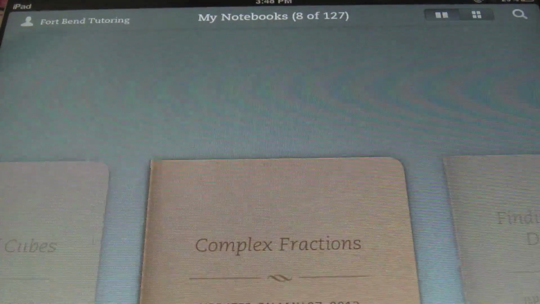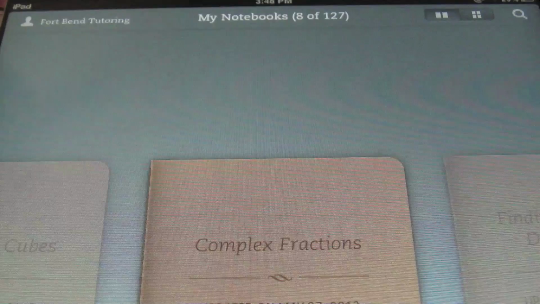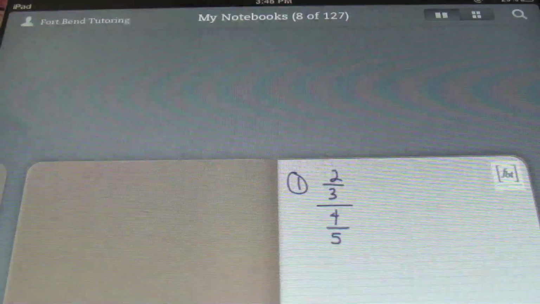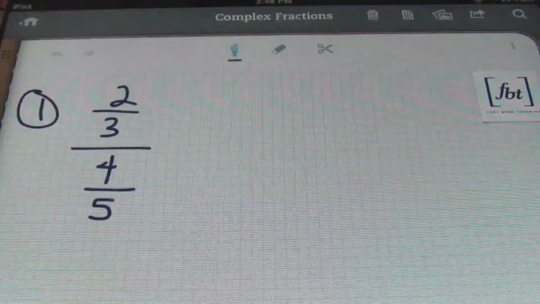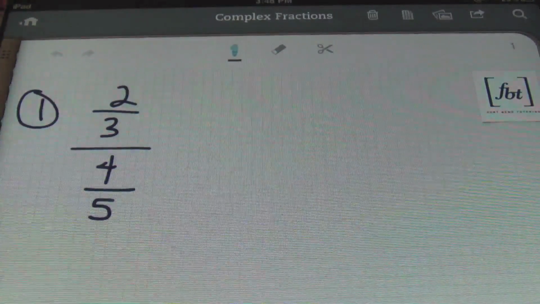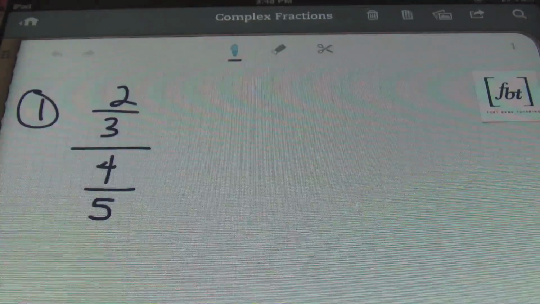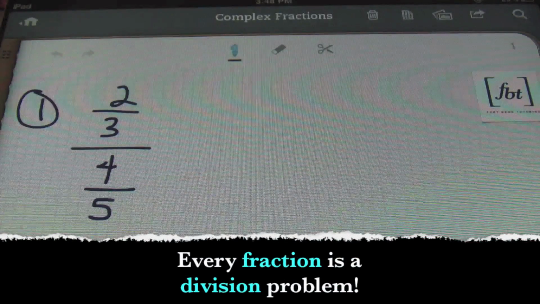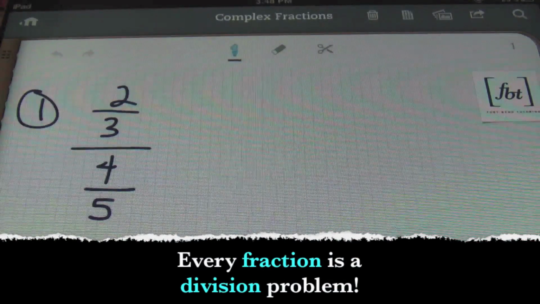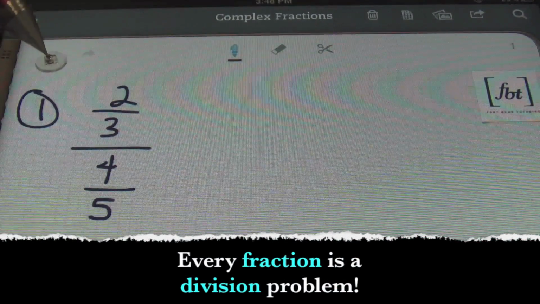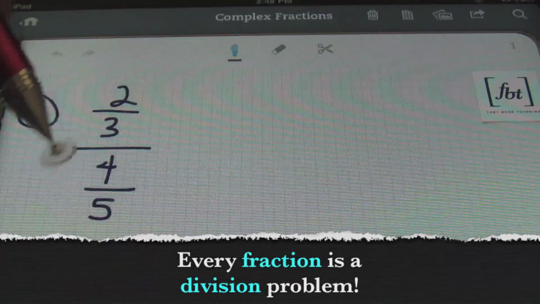Ladies and gentlemen, this is Mr. Witt with Fort Bend Tutoring, FBT, and today's lesson is about complex fractions. That's right, what to do when you have a fraction within a fraction. Keep in mind, ladies and gentlemen, that any fraction is a division problem, and with that in mind, we'll be solving problem number 1. In problem number 1, we have 2/3 divided by 4/5.